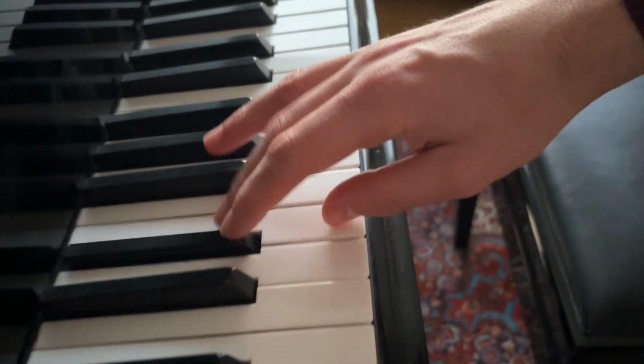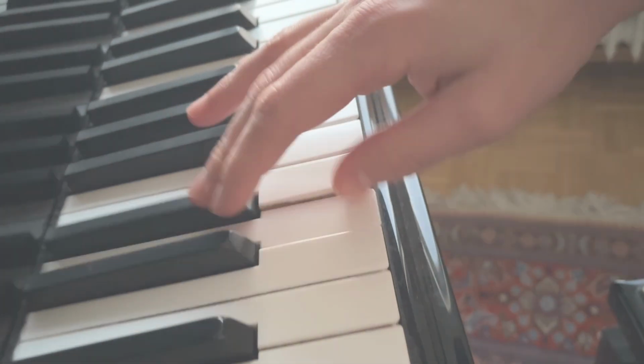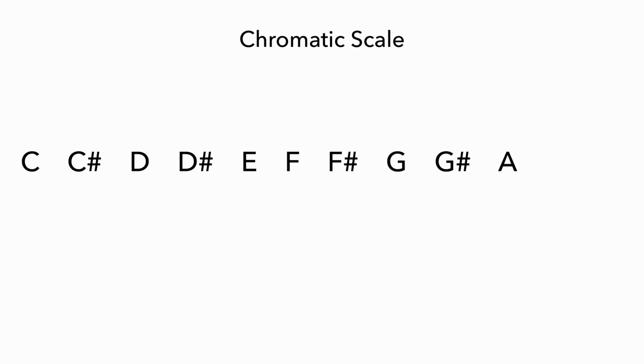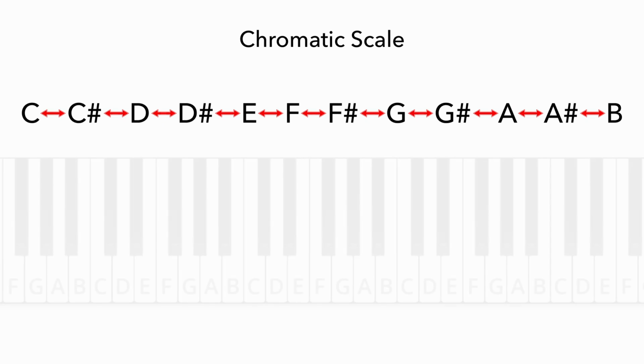When I play a scale on my piano, using every single black and white key, I'm playing a chromatic scale. That's a scale containing all 12 notes of our 12-tone system, so between two consecutive notes, we always have the same interval, a semitone.